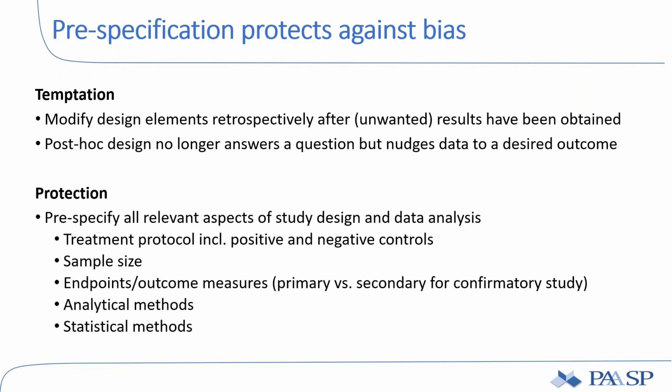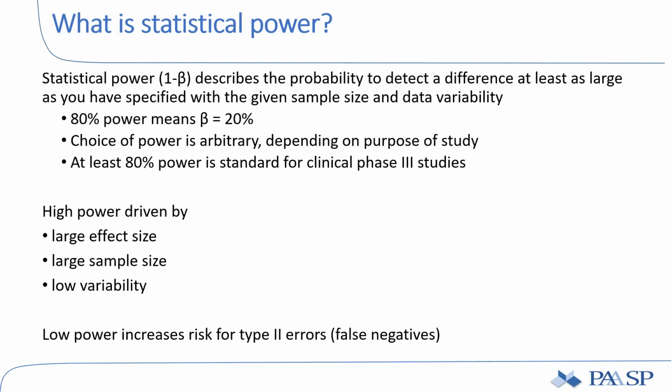However, any post hoc design, specifically if this is not transparently disclosed to readers, no longer answers a question, but rather it massages the data to a desired outcome. The key protection really is pre-specification. Specifying the treatment protocol, if applicable, including positive and negative controls, sample size, the endpoints, which are primary, which are secondary, analytical methods, and statistical methods.